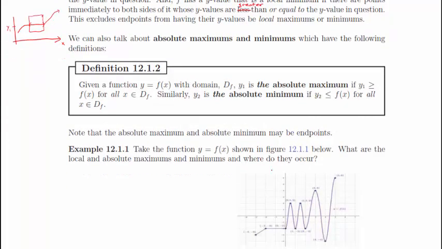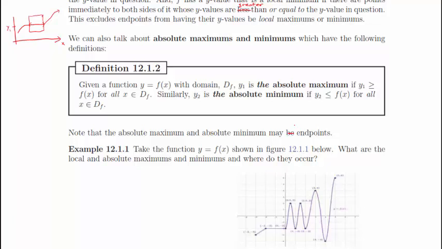So if we look at absolute maximums and minimums, again, for functions in a single variable, we have definition 12.1.2, which says, given a function y equals f of x with the domain D of f, then y1 is the absolute maximum if y1 is greater than or equal to f of x for all x in the domain of the function. Similarly, y2 is the absolute minimum if y2 is less than or equal to f of x for all x in the domain. So note that the absolute maximum and absolute minimum may occur at endpoints.